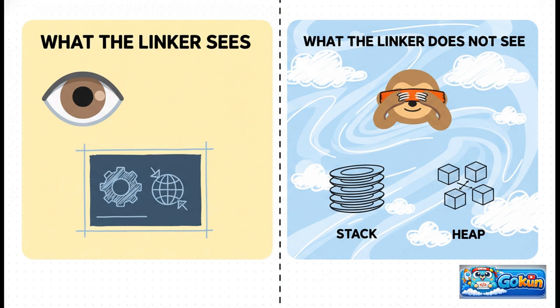But on the right, that's a whole world the linker knows nothing about. Why? Because none of it exists yet. Function parameters, local variables, return values, they all live on the stack. And the stack is a dynamic thing that's created at runtime, when your program is actually running. The same goes for the heap. Memory you get with make or new is requested from the OS at runtime. The linker did its job and went home long before any of that happens. It has zero knowledge of the stack or the heap.